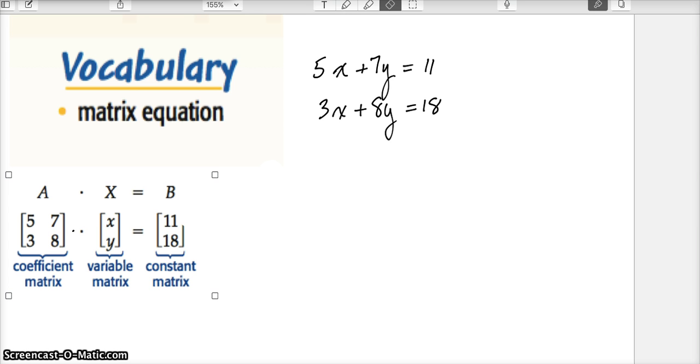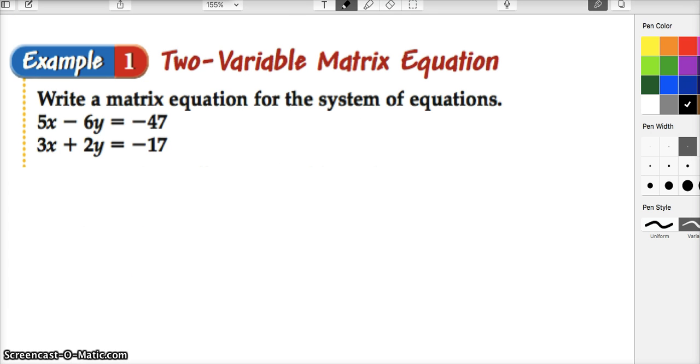Does that make sense? So when you're asked to create a matrix equation, you create an A times X equals B situation, where the coefficient matrix times the variable matrix equals the constant matrix. Our first example requires us to do just that.